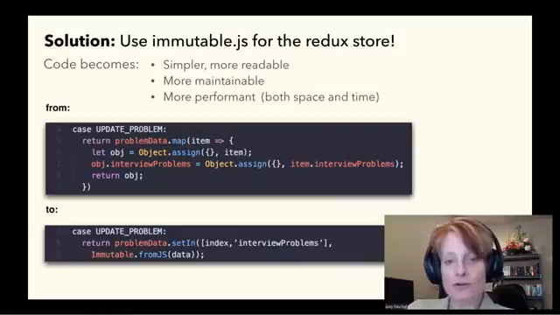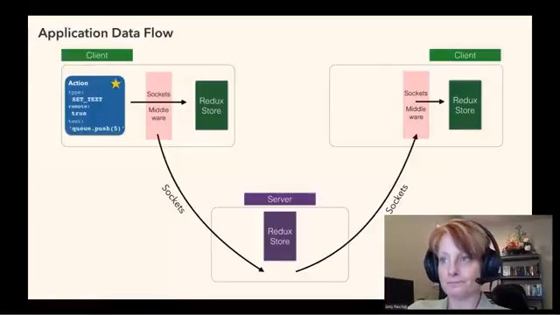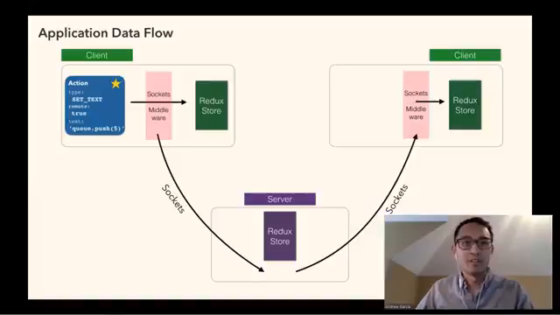And now on to Andrew, who's going to talk about application data flow. Since Code Huddle is a real-time collaborative application, we had the task of keeping all the clients synced up with the latest interview data. To achieve this, we used Redux on the front end, Redux on the back end, and WebSockets via Socket.io to communicate among the clients.